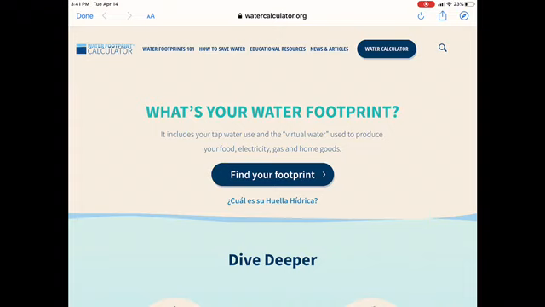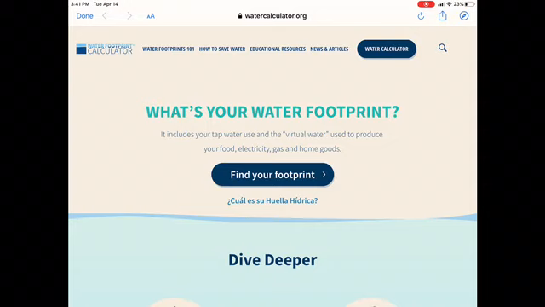For today's assignment, we're going to figure out what our water footprints are. Now, water is broken up into inside water, which is the water you use in your house, outside water, again, the water you use outside of your house, but that also includes sewage if you have outdoor sewage, and then virtual water, which is used to produce your food, electricity, gas, and home goods. So virtual water is something we don't often consider when we're taking in our water consumption, which means how much water we're using per day.